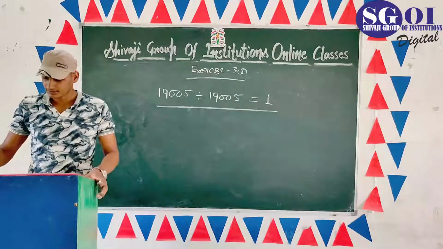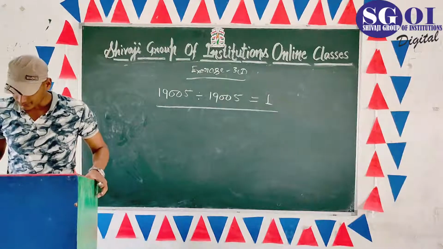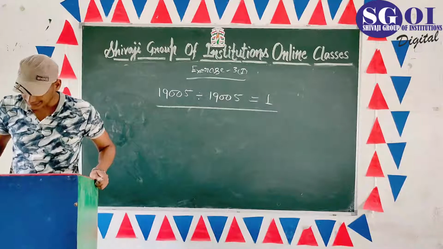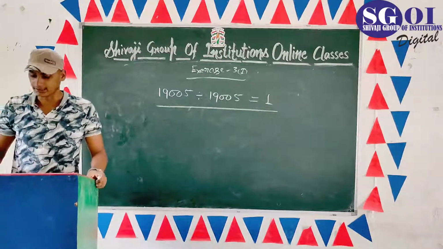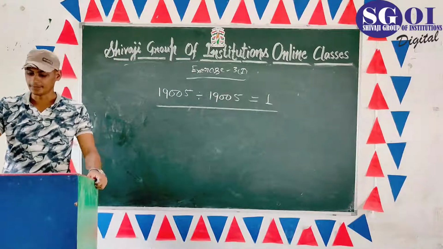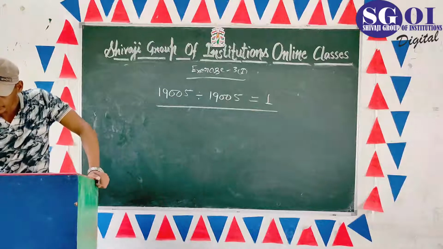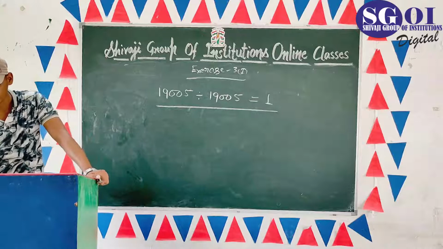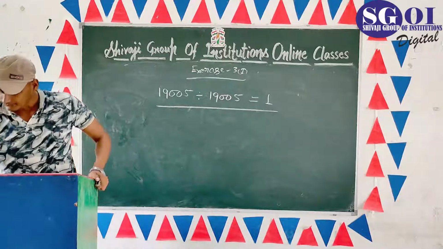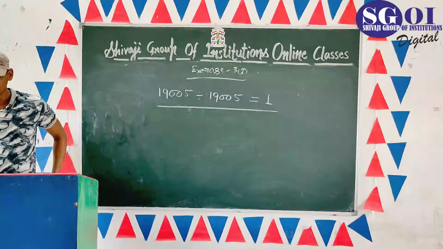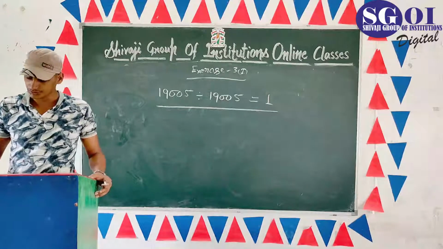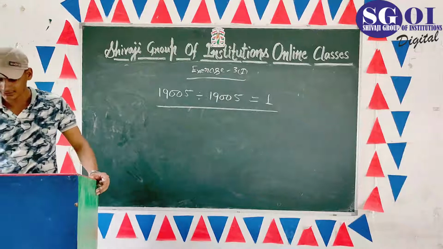Okay, students. Question number 5 is like question number 2. 35,294 divided by 1 and the answer is 35,294. Okay, students. Question number 6. When we divide 0 by any number, we get the answer 0. Question number 6, the answer is 0.